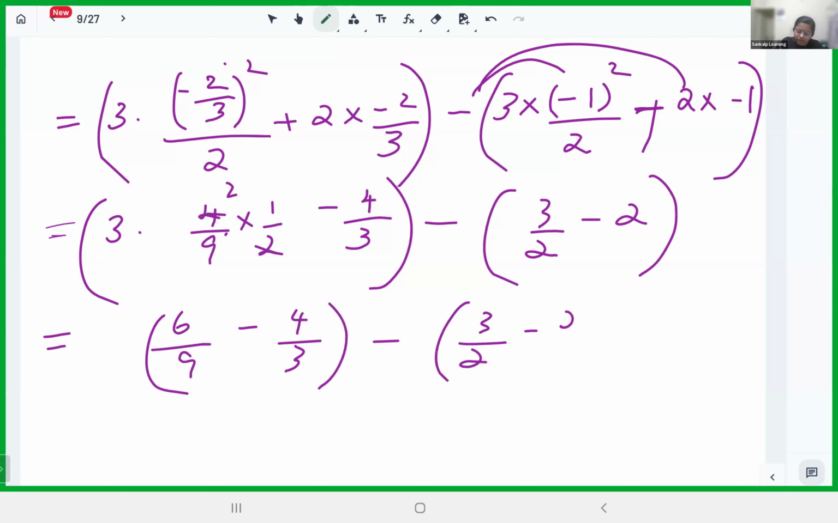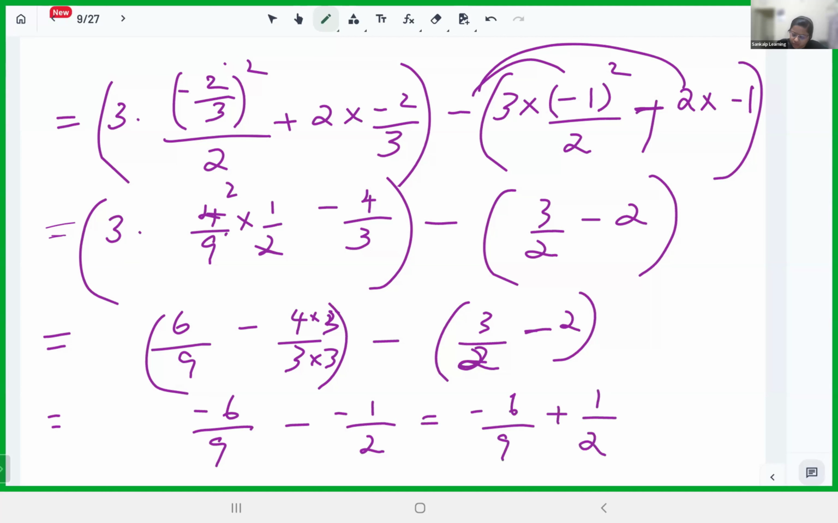And what is this? If you make it 9, this will be 4 into 3, just 12, right? 4 into 3, this is also into 3, then the denominator will be 9. So 6 minus 12 is minus 6, minus 6 by 9 minus, what is 3 by 2 minus 2? 3 by 2 minus 2 means 3 minus 4, which is minus 1, so it is minus 1 by 2. So this is equal to minus 6 by 9 plus 1 by 2. So this is minus 12 plus 9 by 18.